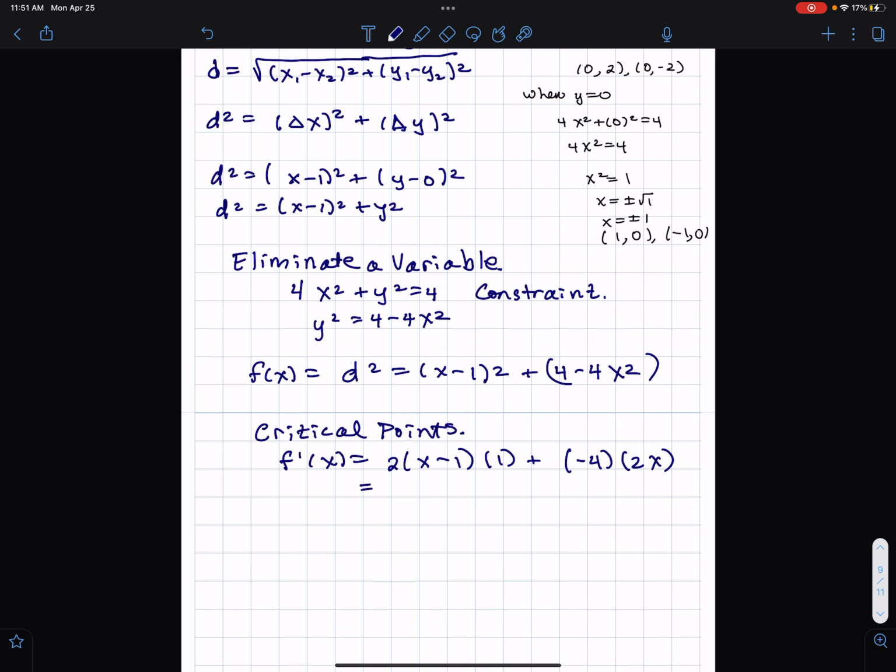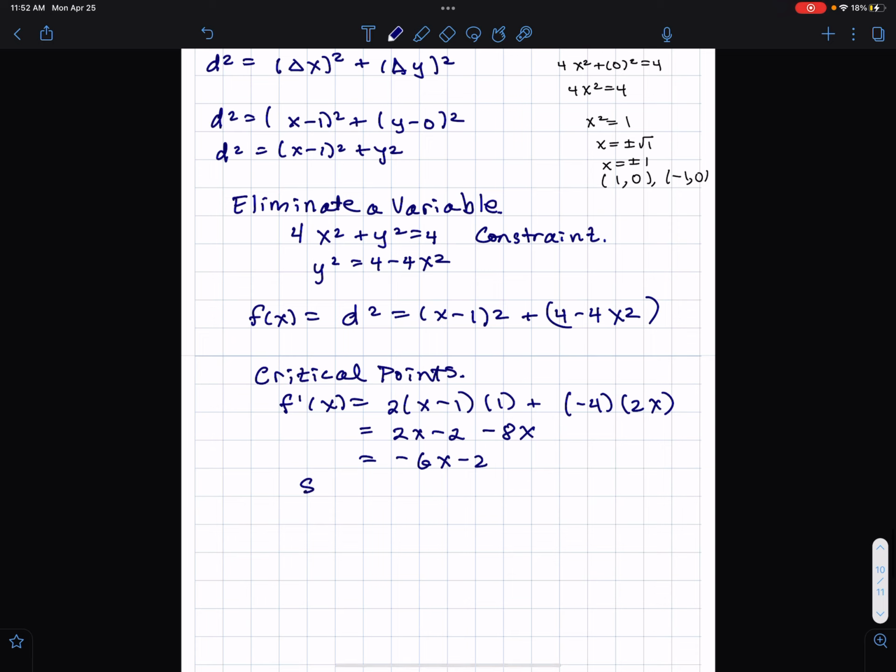So let's multiply this through. This is 2 times (x minus 1). Having it there sort of looks confusing. Oh yeah, I did it wrong. Thank you so much. Okay, so 2x minus 2 minus 8x, and we're going to set that equal to 0. So we have negative 6x minus 2, and then we solve.